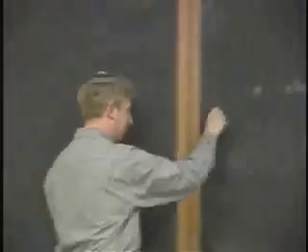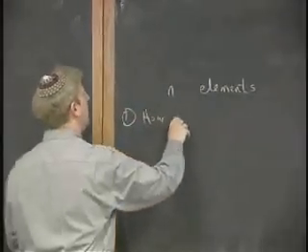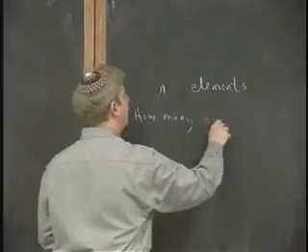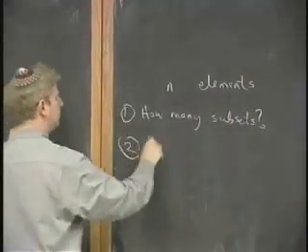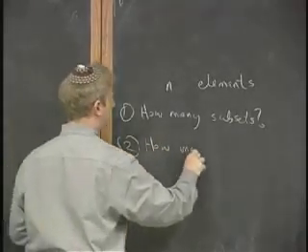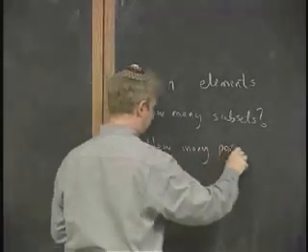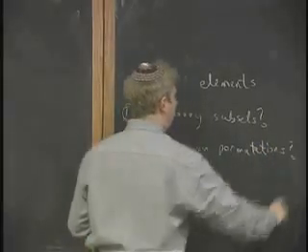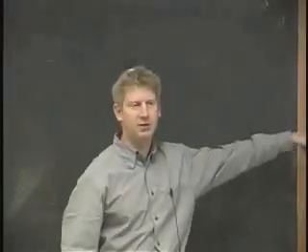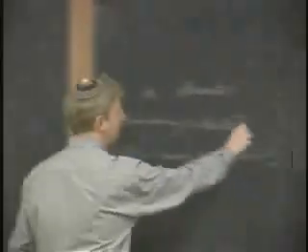Question 1. How many subsets are there? And question 2, how many permutations? Okay, so who wants to take a shot at this one? How many subsets are there? Michael? 2 to the n. Right, there's 2 to the n subsets.